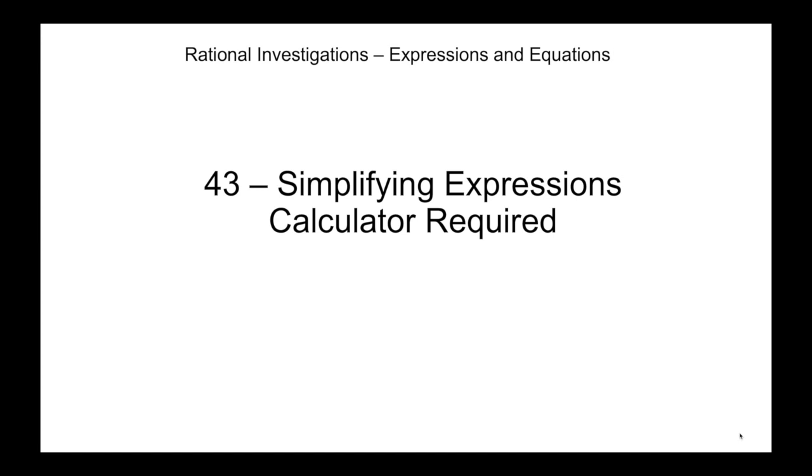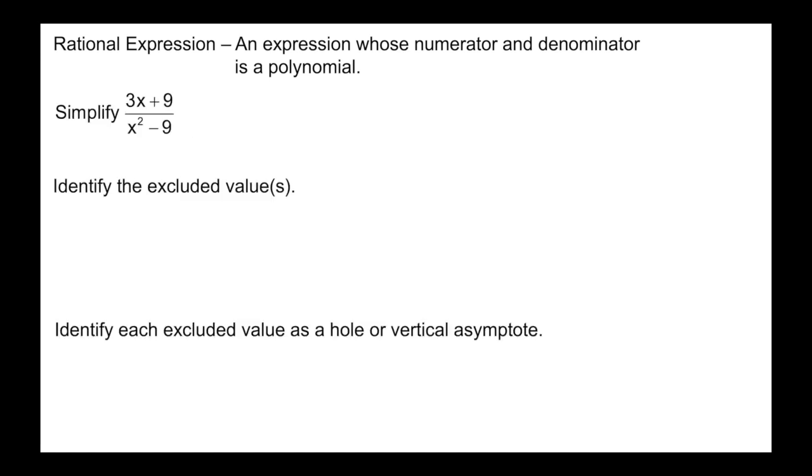In section 43, we will simplify expressions. The use of the calculator is allowed for this section. A rational expression is an expression whose numerator and denominator is a polynomial. When we're given a rational expression, our goal is going to be to simplify that.